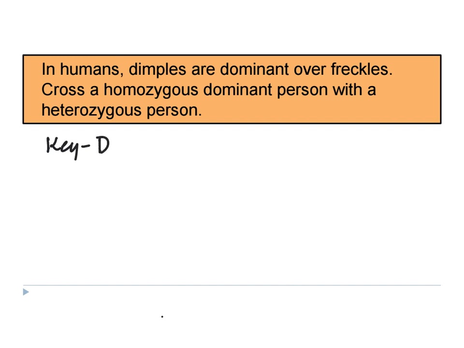I'm going to use D. Big D is our dominant allele, and it tells me in the problem that dimples are dominant. So big D is for dimples. That means little d is going to be for no dimples.